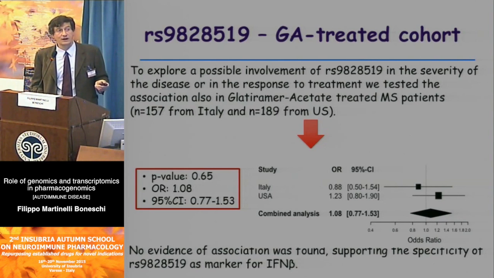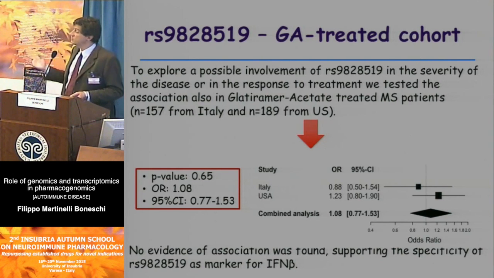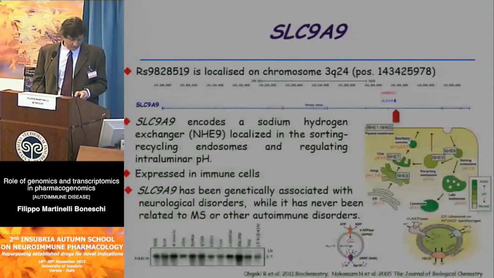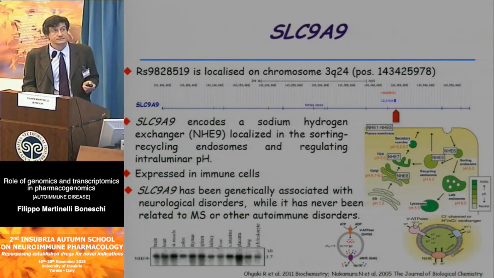And this is the reason why we interrogated another cohort of patients treated with another drug, which is called glatiramer acetate. And we found indeed that there was not such a strong signal. So in individuals treated with another drug, there was no impact of this polymorphism on the response to treatment, suggesting that probably the effect was related to interferon response.